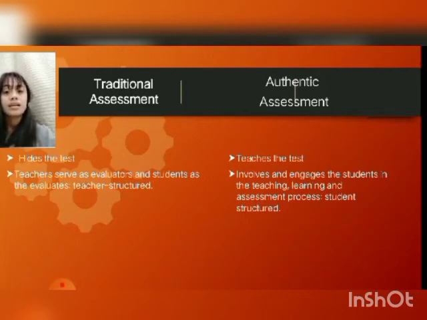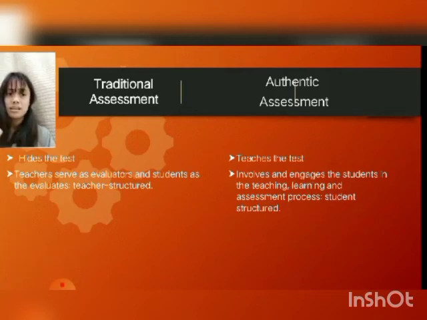Next, in traditional assessment, teachers serve as evaluators and students as the evaluatees. It is teacher structured, which means a student's attention will understandably be focused and limited to what is in the test. So in this area, it is very limited.